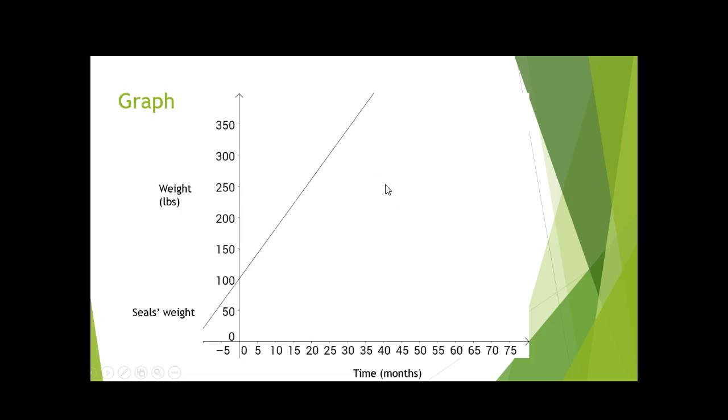So here's what we have. There's a line that represents my weight, because I go up 8 pounds every month. Up 8 pounds every month. Up 8 pounds every month. It's pretty steep because I'm gaining a lot of weight every month.